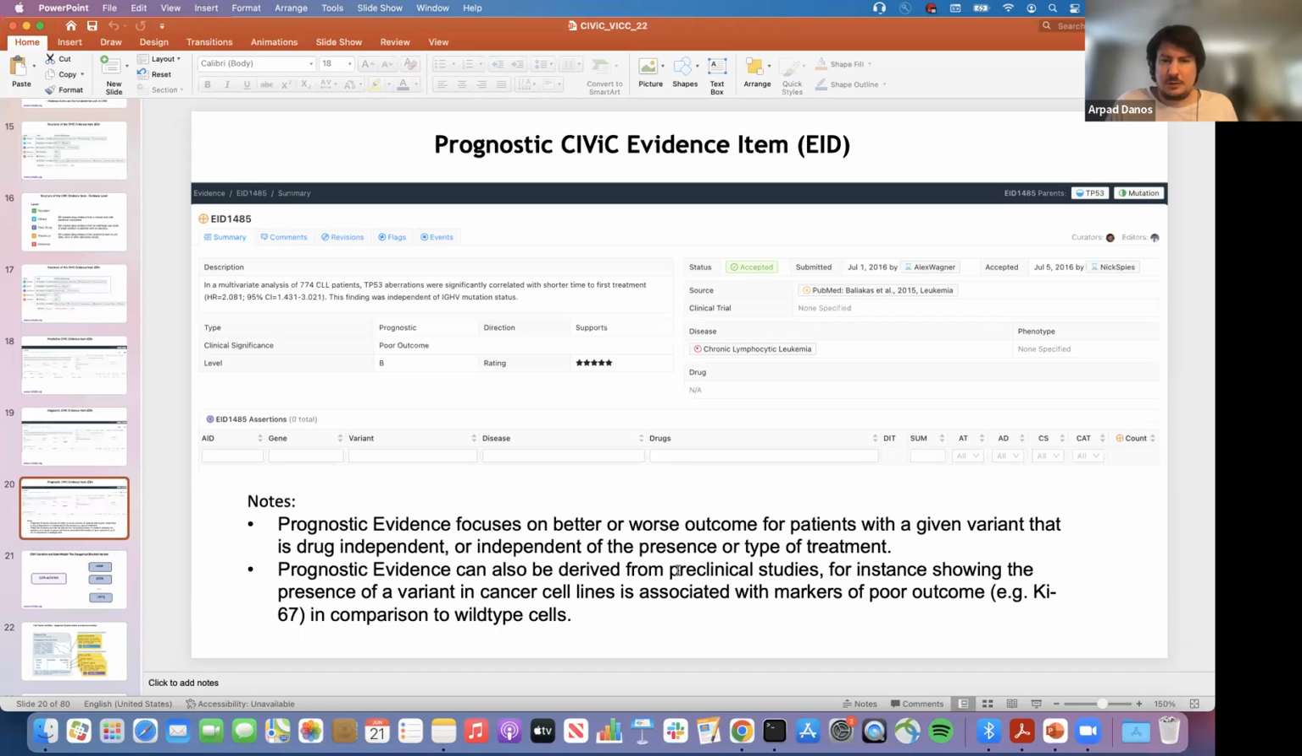It can also be a preclinical type of thing. You might show that a variant is associated with something like Ki67. You could then do a level D prognostic evidence. There's a nuance there.